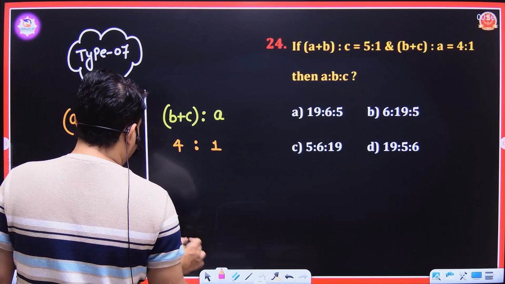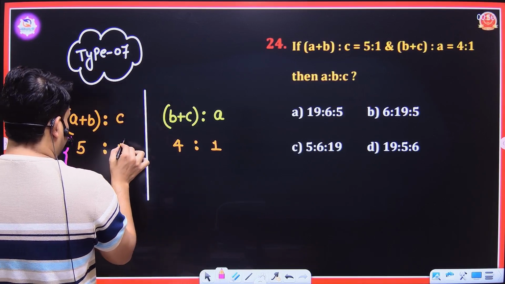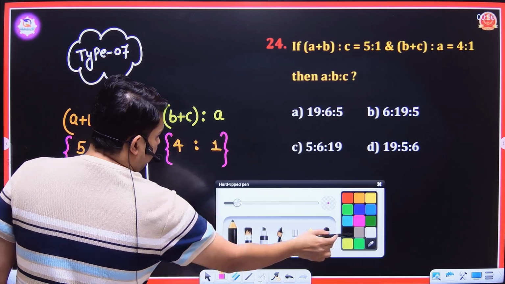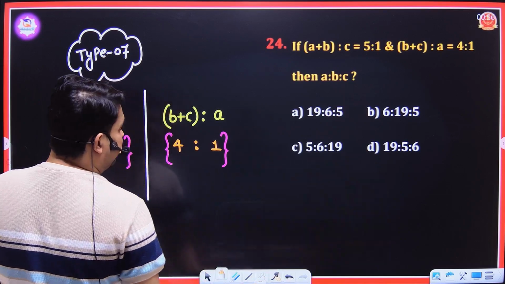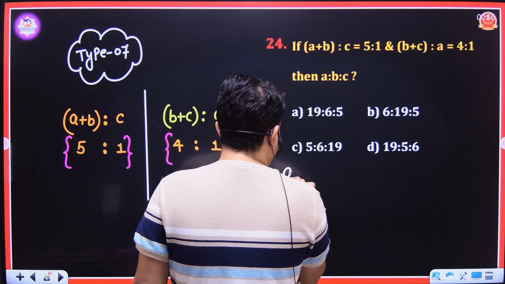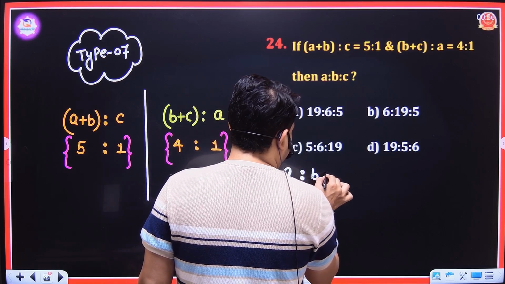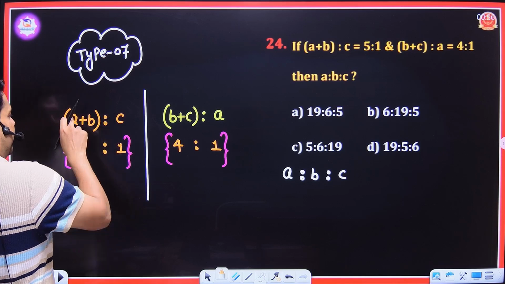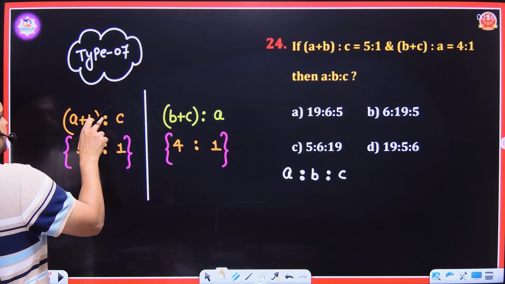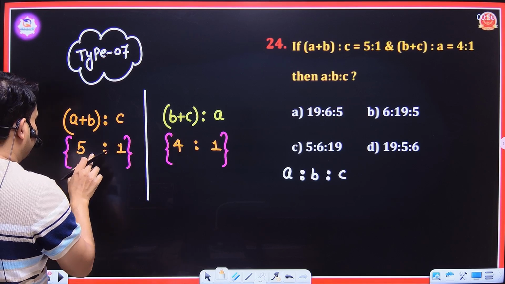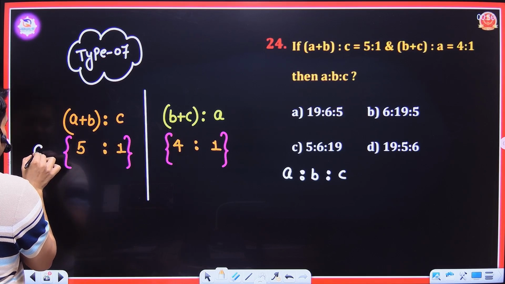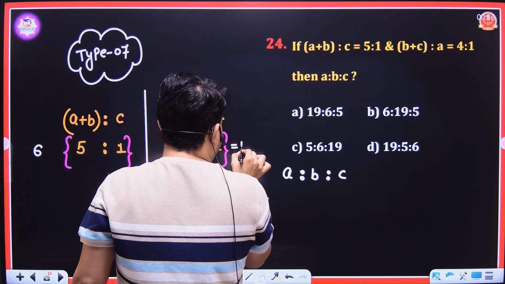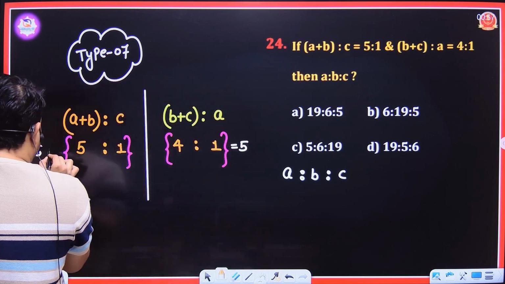Look here. We have two conditions here. And what we have to write? We have to write A ratio B ratio C. If I add all of them, then I have A, B, C. Here the sum of A, B, C is 6, and here the sum is equal to 5.